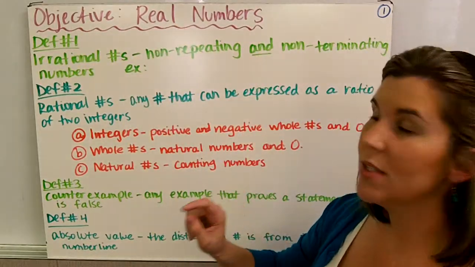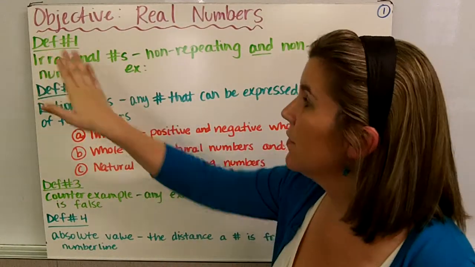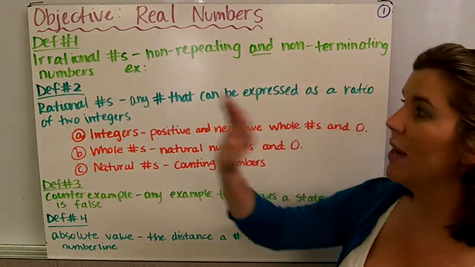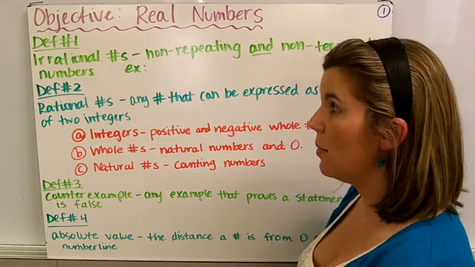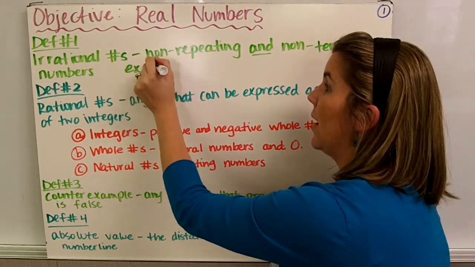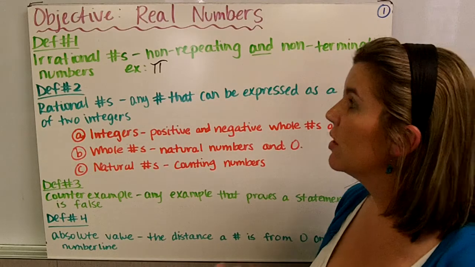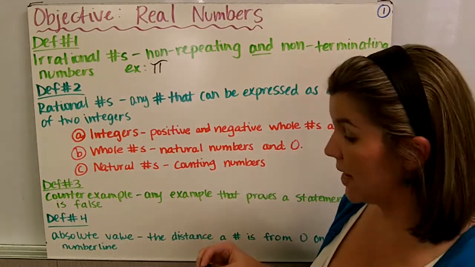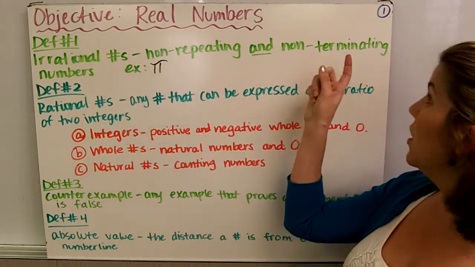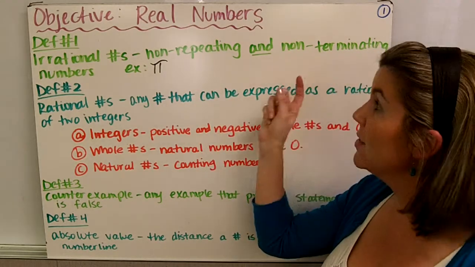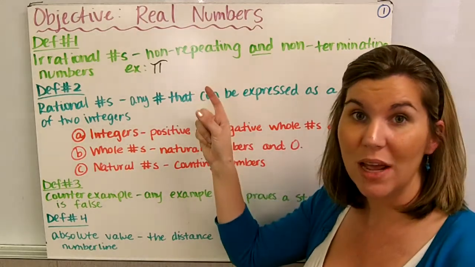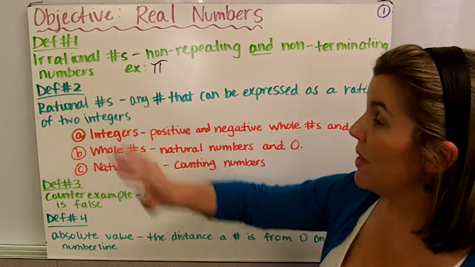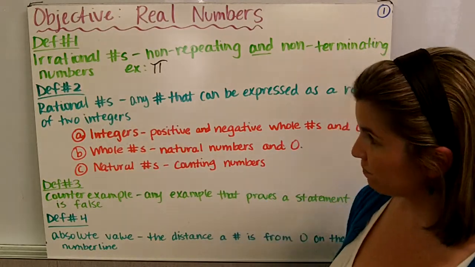Objective, real numbers. Let's start with some definitions. Definition number 1, irrational numbers are non-repeating and non-terminating numbers. So the most common example is pi. You can have other numbers that just continue on and don't have a pattern. So non-terminating means they don't end, and non-repeating means they don't have a pattern. So no repeating decimals would be an irrational number.